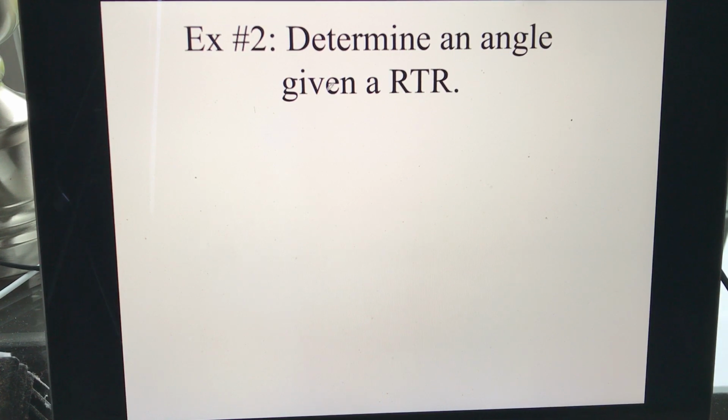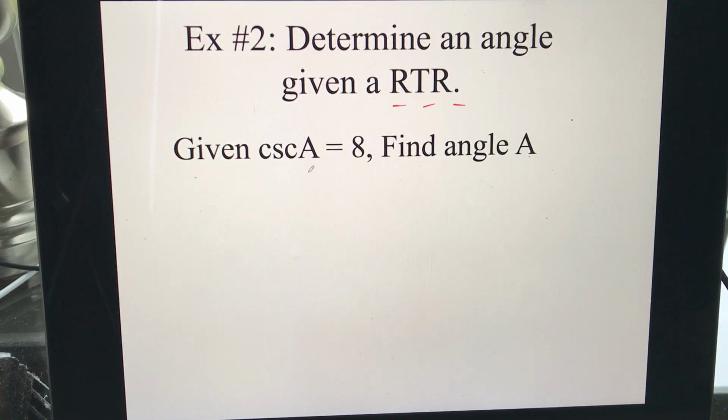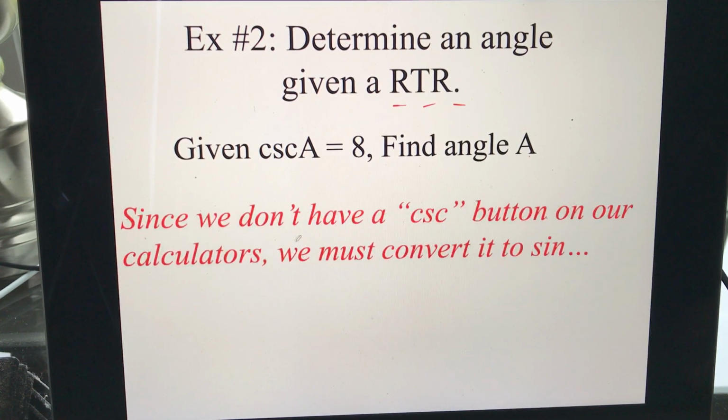Now, the question, of course, we're going to see is determine an angle given a reciprocal trig ratio, not a primary trig ratio. So suppose you're given cosecant of A is 8, and you're going to be asked to find the angle A. Of course, you're saying there's a big problem with this, and we all know what the problem is. We don't have a cosecant button on our calculator. None of us do. And we really don't have any of the reciprocal ratios on our calculators.